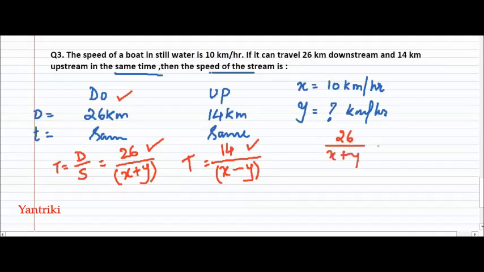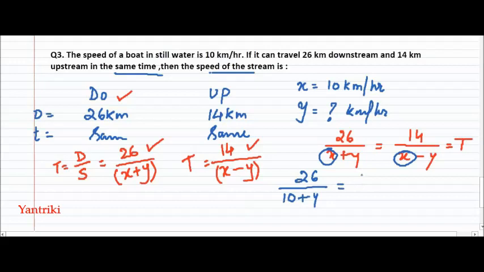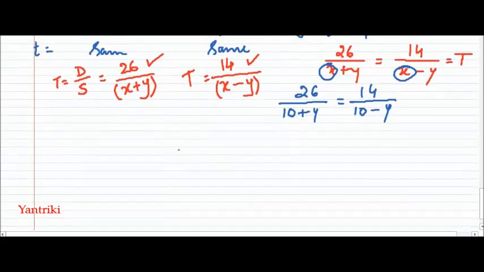So very clearly we have the final equation arriving: 26 upon x plus y is equal to 14 upon x minus y, because time is the same. Also we know the value of x in both the cases. So now the equation will change, and let me make it this way. And then we have only one unknown, y, for which we have to solve. So let us solve for y.